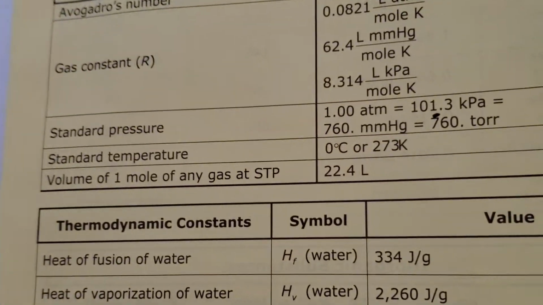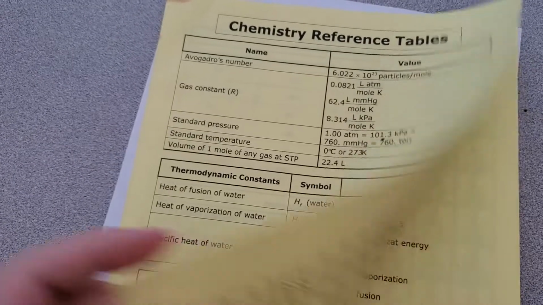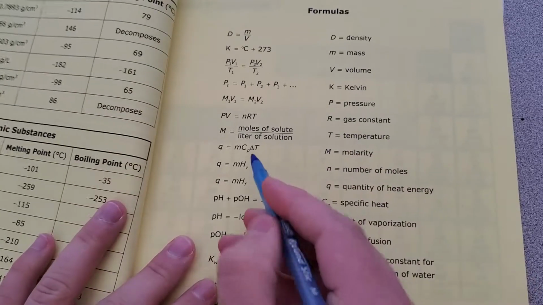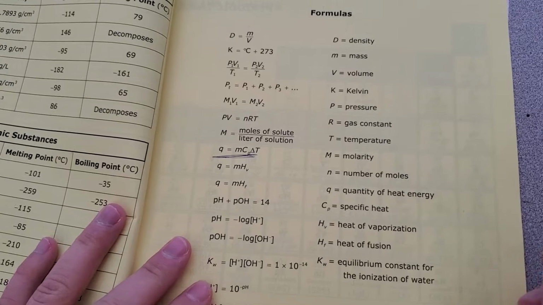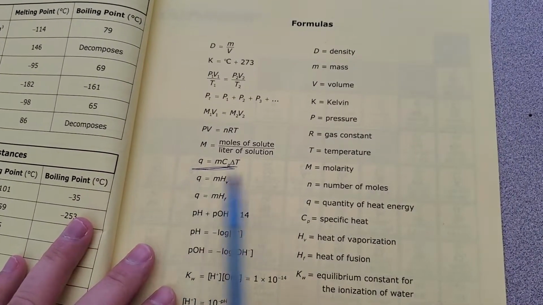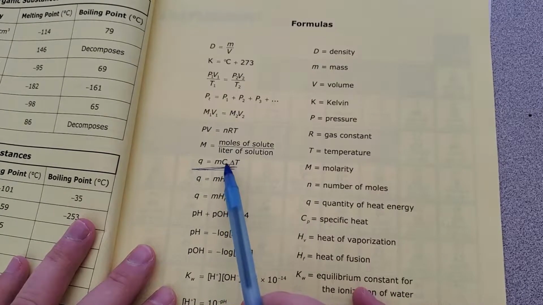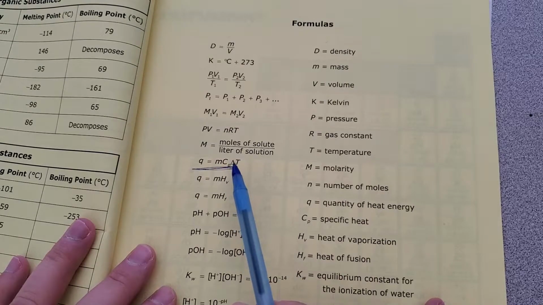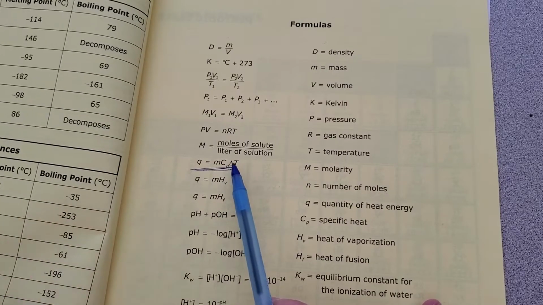If you take your pages, let me zoom out some here. If you take your reference table, open it up to the first page, and right here, that is your thing. The Q stands for the quantity of heat energy. M stands for mass. C is the specific heat. And this is called delta T. This delta stands for change. So this means change in temperature.